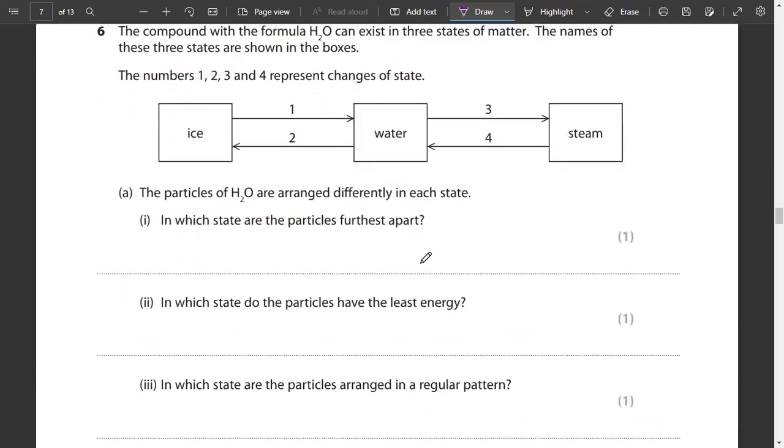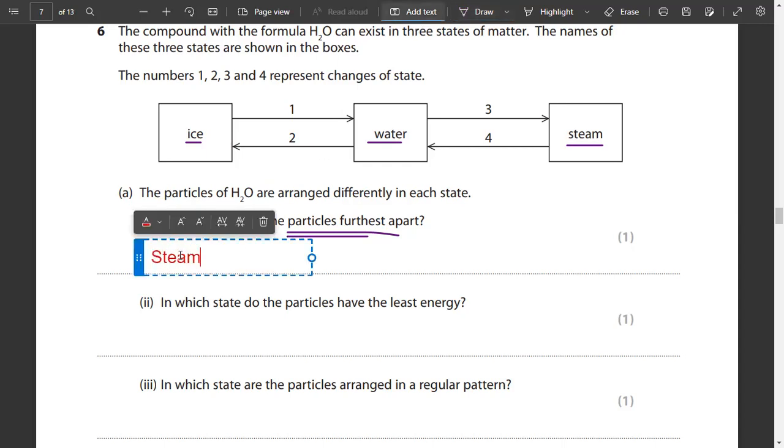Question number 6. The compound with the formula H2O can exist in 3 states of matter. The names of these 3 states are shown in the boxes. The number 1, 2, 3, and 4 represent changes of state. आपके पास ice है, water है और steam है. The particles of H2O are arranged differently in each of the state. In which state are the particles furthest apart? Furthest apart वो किस state में होंगे? Obviously your answer would be steam. Steam के अंदर the particles would be furthest apart.